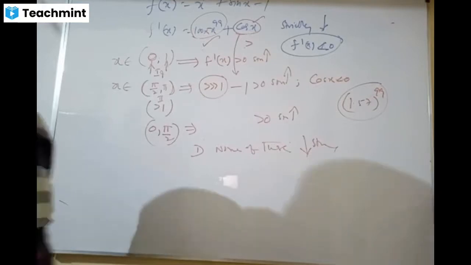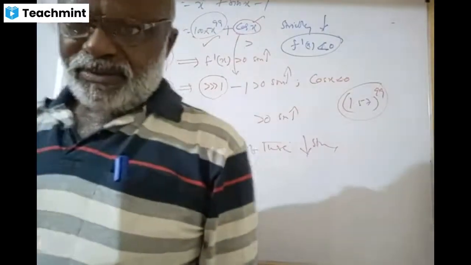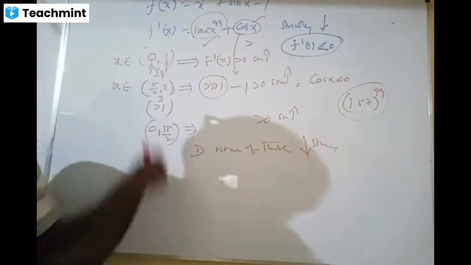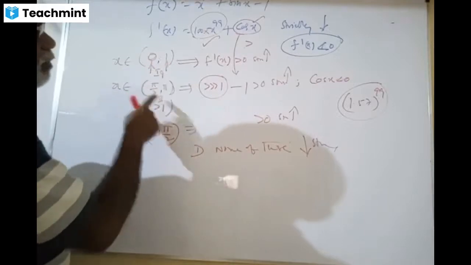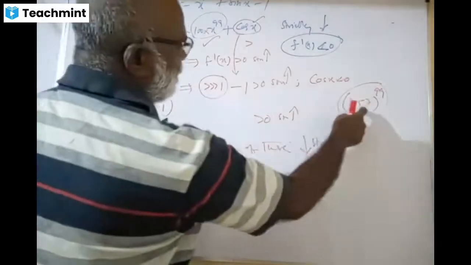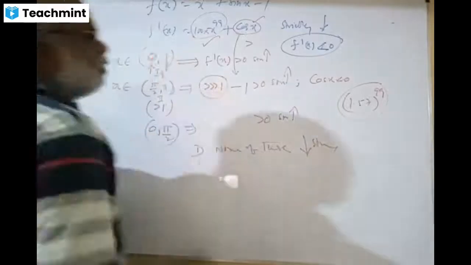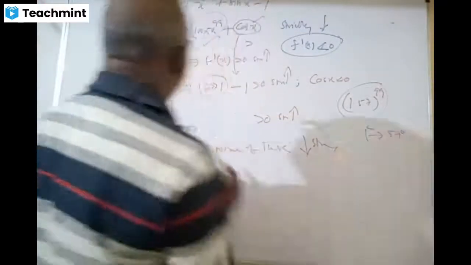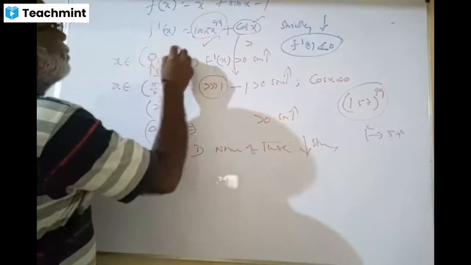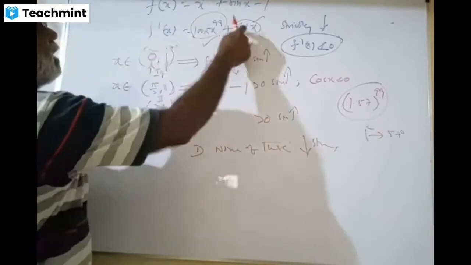Sir, could you tell me how you did the first one from 0 to 1? Yeah, 0 to 1. See, pi by 2 means what? 1.57. 1 means what? 1 radian. 1 radian means what? 57 degrees. Yes, sir. So it's the first quadrant, right? First quadrant, cos is positive.